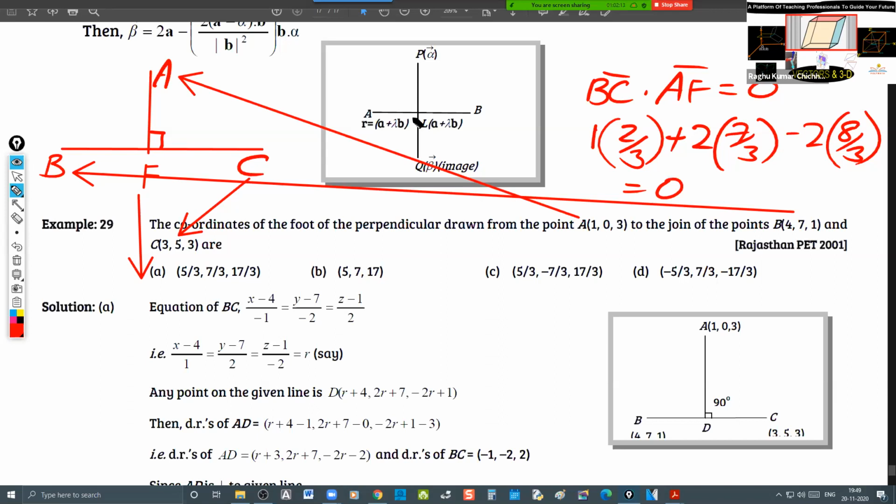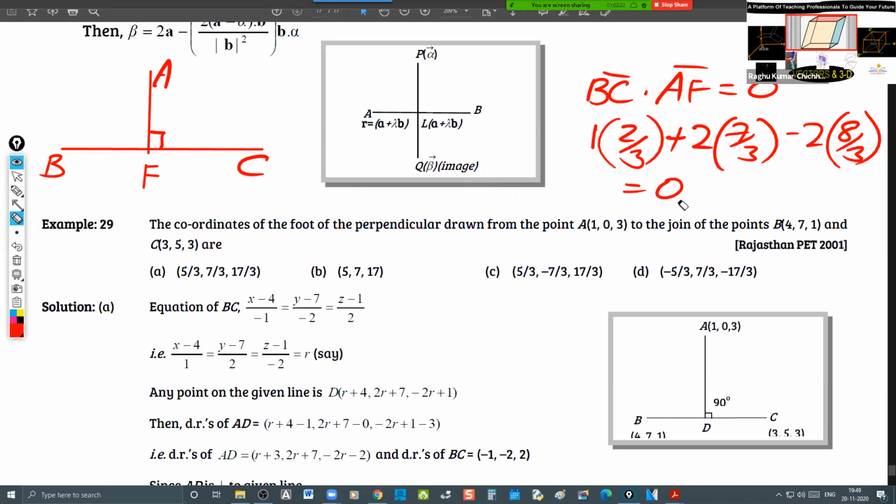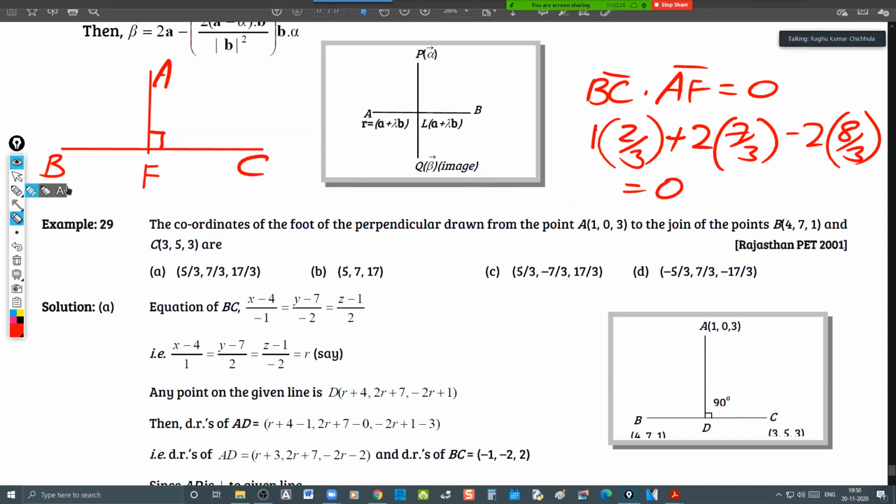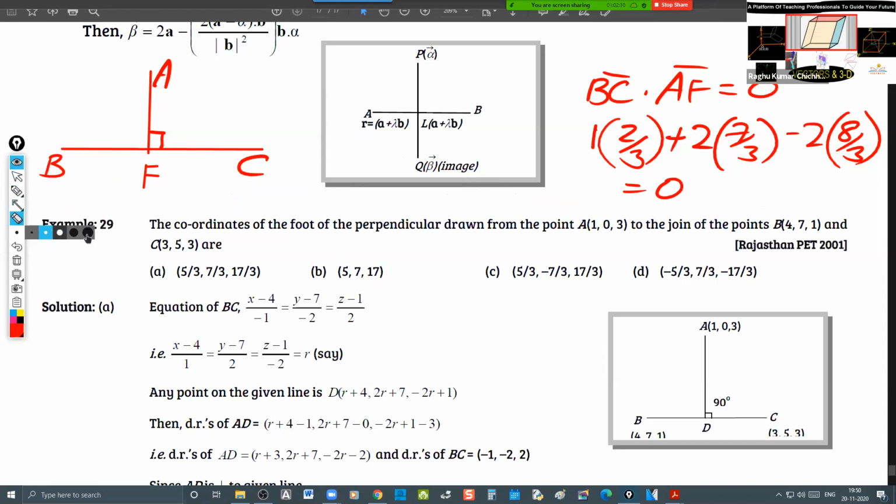Just check it out, please. You have got 0. Whatever option is giving you 0, that will be the answer. And it is not possible in three-dimensional geometry to get a double answer. It is not adjustable. That is the reason why you will have only one correct option like this.